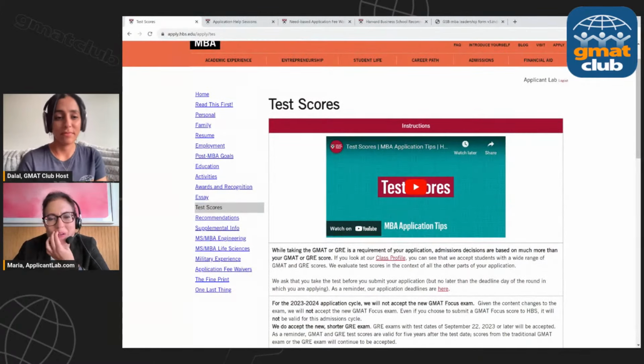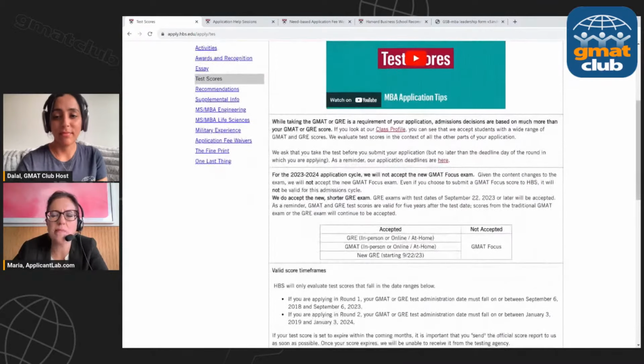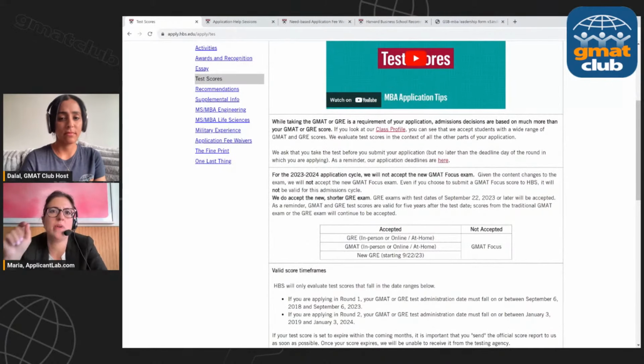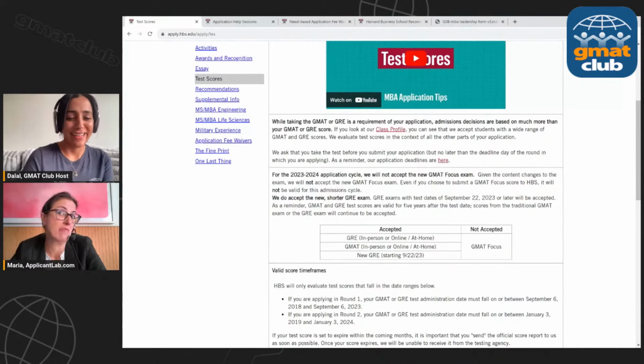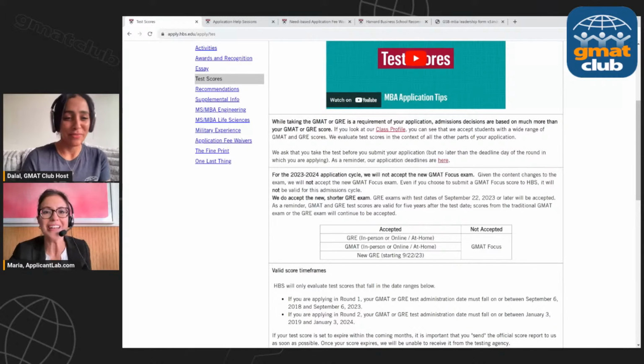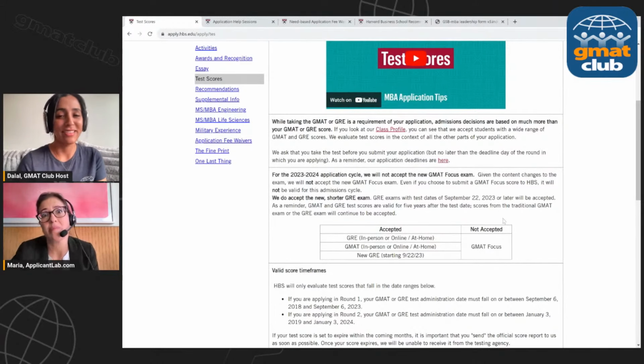I think test scores are pretty straightforward. The one thing I would point out to you guys is that they are not going to accept the new GMAT focus exam that is going to launch at some point later this year. I'm not a test prep person, so I have not been following the GMAT focus super closely. But HBS does not accept it.